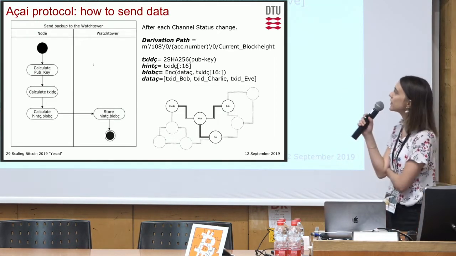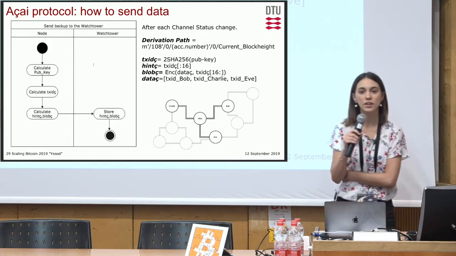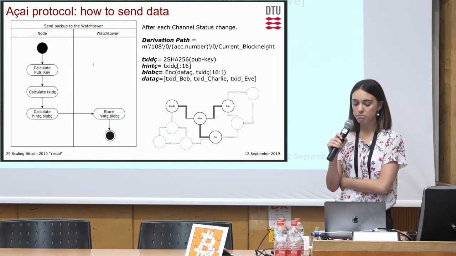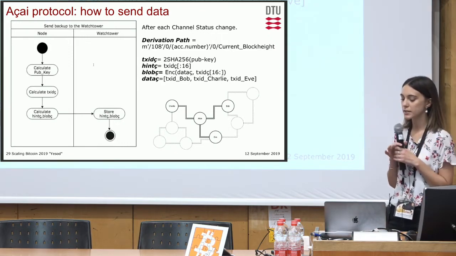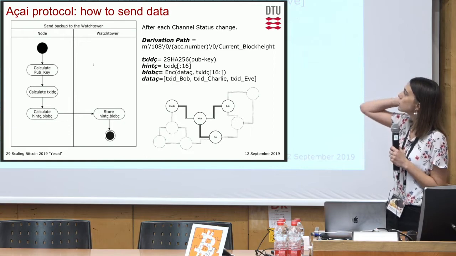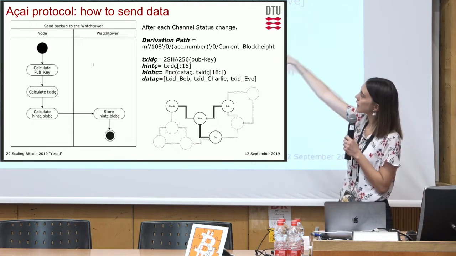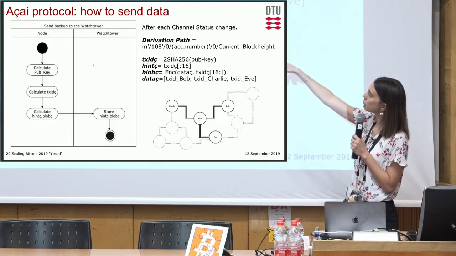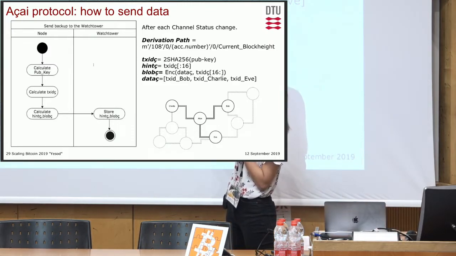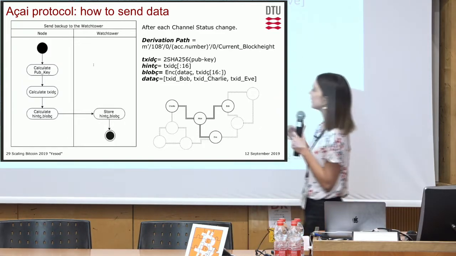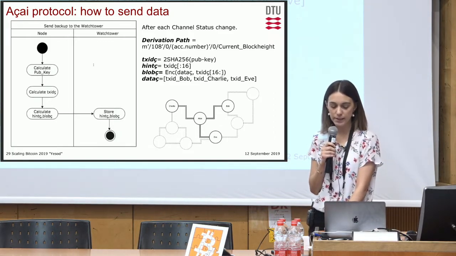Let's see in more detail how the ASI protocol works. Let's suppose that Alice and Bob just changed their channel status. Alice sends to the watchtower the hint and blob, and then she needs to send to the watchtower the hint ASI and blob ASI. Through that derivation path, she can calculate the public key and then the TXID ASI, and then she can also calculate the blob ASI, encrypting all the TXID values of the commitments with Bob, Charlie, and Eve. Then she just sends to the watchtower the hint ASI and the blob ASI.